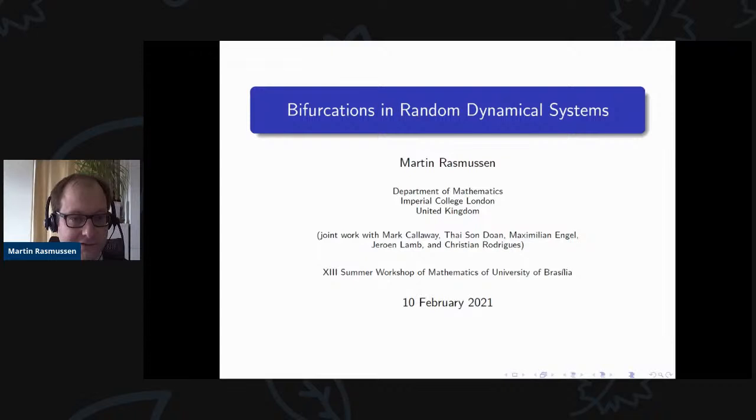The theory of random dynamical systems was initiated by Ludwig Arnold and his Bremen group in the 1980s and 1990s. And in his monograph on random dynamical systems, Ludwig Arnold describes how the classical dynamical system theory can be extended into the random dynamical system setting. And one small chapter in his book also deals with basic results on bifurcation problems.